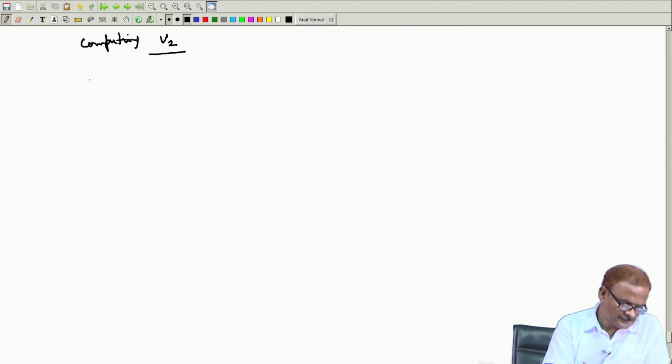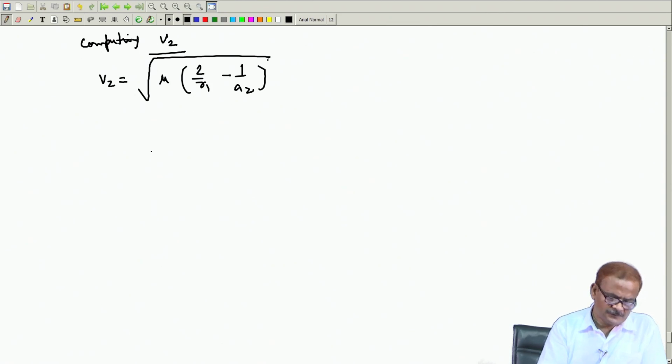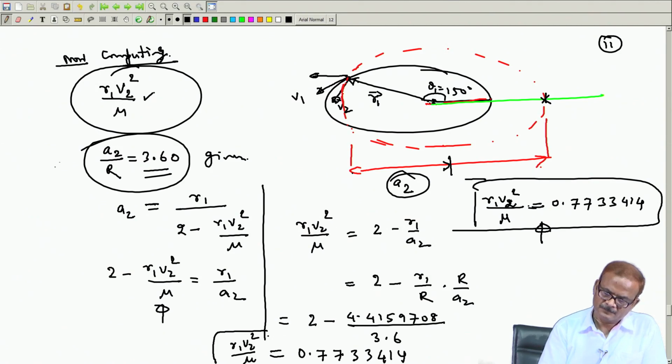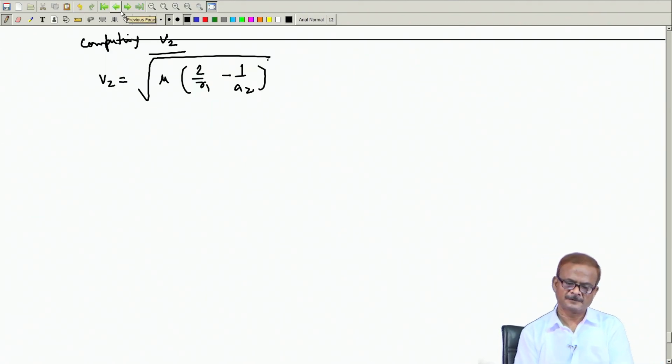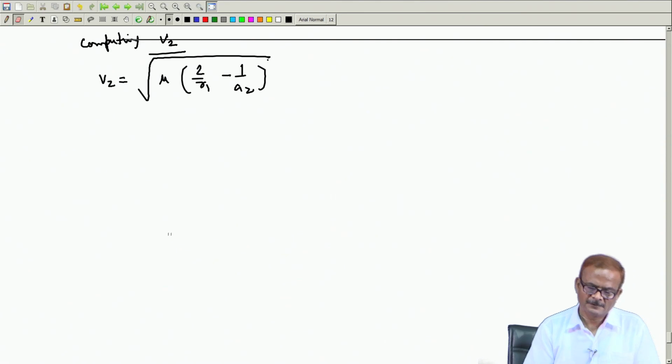So, either use that equation or we can also utilize this equation, mu times 2 by R minus 1 by A 2, with E 2 already given here. Okay. So, I am telling you this equation can be worked out in a number of ways, there is not only one way of doing it.